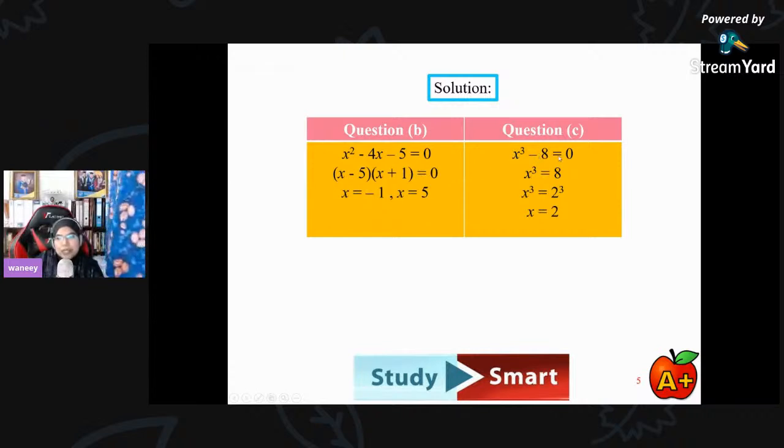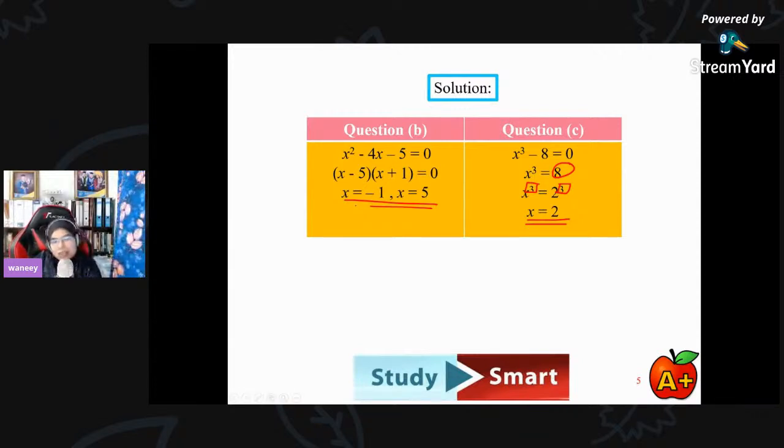For x cubed minus 8 equal to 0, we bring negative 8 to the right hand side, so it becomes positive 8. So we get x cubed equal to 8, and 8 is actually 2 cubed, so we have a similar exponent over there. So we can compare the base. We should be able to see that x is equal to 2. So basically for the quadratic and the cubic, we can actually solve to get the value of x.